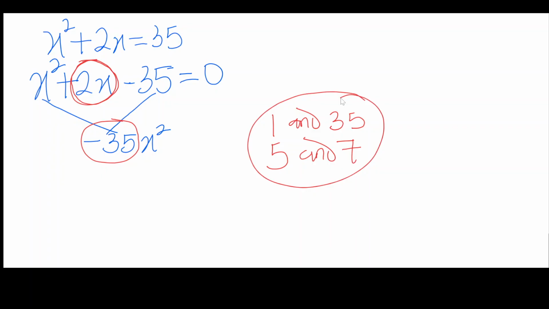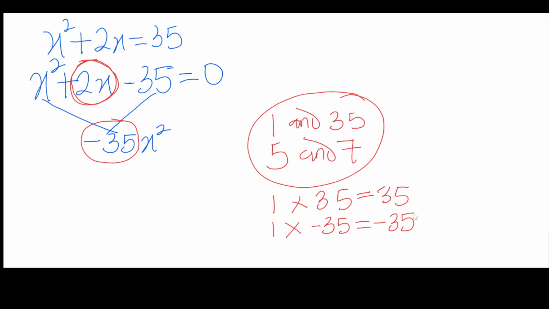But let's take the case of 1 and 35 initially. So we have 1 and we have 35. If I multiply plus 1 times 35, that is going to give us positive 35, which does not align with what I want, because I need negative 35, as in this case. So I'm not going to get negative 35 if I use plus 1 and 35. But if I use 1 multiplied by negative 35, it's going to give me negative 35.